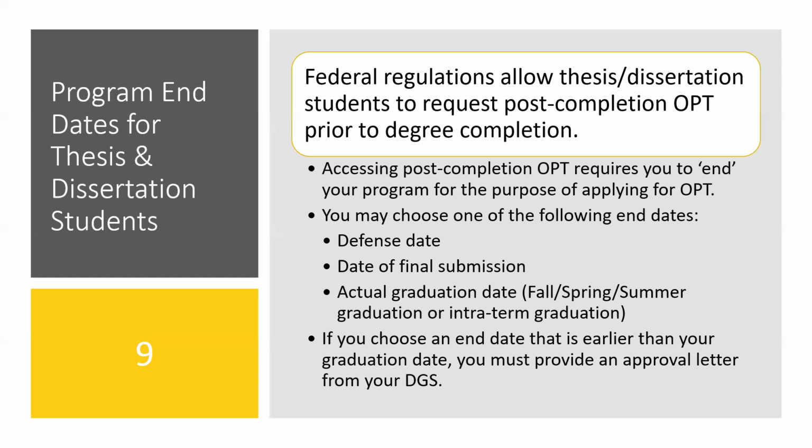If you do want to choose an end date that is earlier than your graduation date, as part of your OPT application to ISSS, you must provide an approval letter from your DGS. And this is because if you choose an earlier end date, we are required to shorten your I-20, and that means that any on-campus employment must end on that date as well. So if you are a TA or an RA, you won't be able to continue working after that point. And that's also important for your department to know. So we want to make sure that they are aware and they are okay with that.